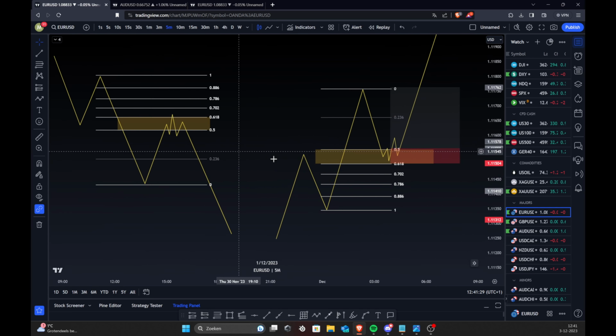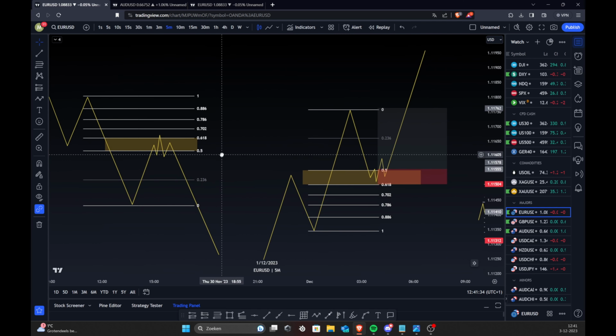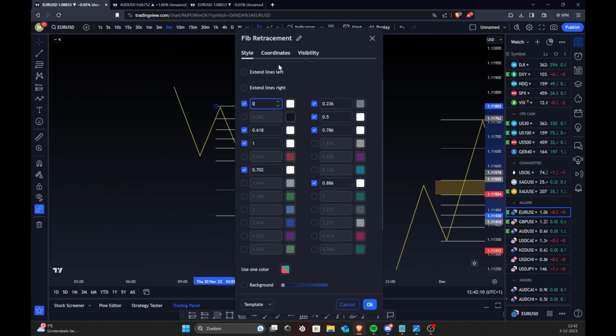The 0.236, we use that to see when our Fibonacci becomes valid. For example, you have this downtrend, and maybe your price reverses to here and breaks to the downside again. This indicates we did not make a new swing low yet. So we want to see it come past this 0.236, and then all these levels become valid to look for entries or look for a premium or discounted zone. So that's the reason why I only use this one below the 0.5 and 1.